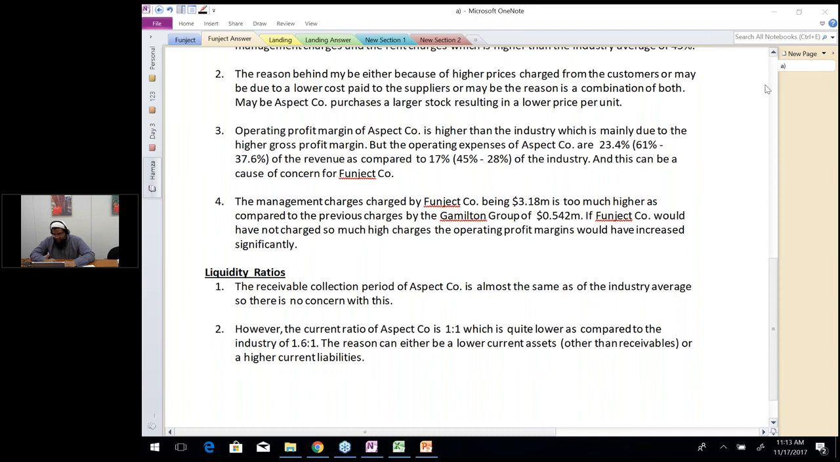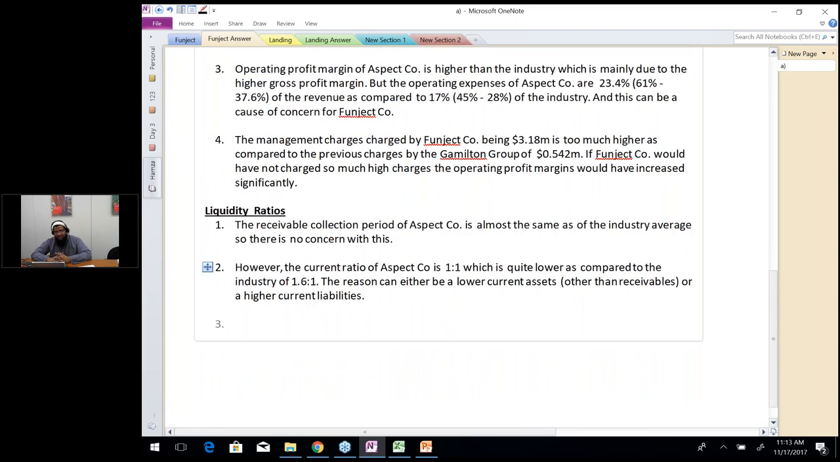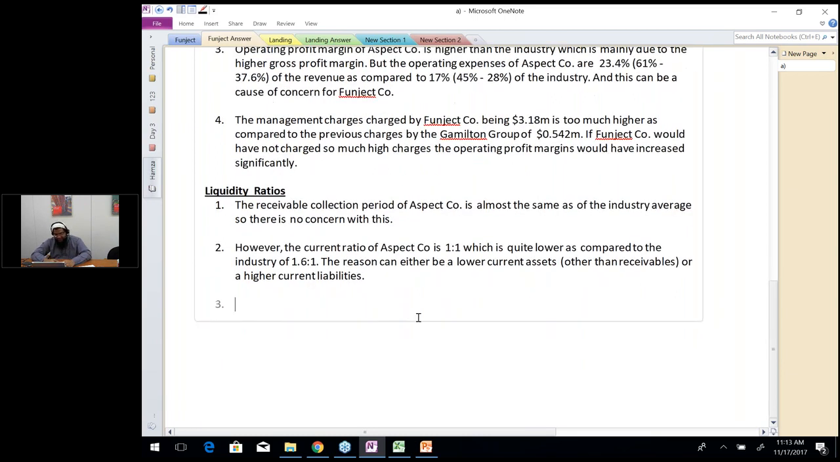Yes, Hamza Javed, Hamza Ahmed, maybe the reason can be a higher tax payable. So we have written a general answer. The reason can be either a lower current assets other than receivables or a higher current liabilities.